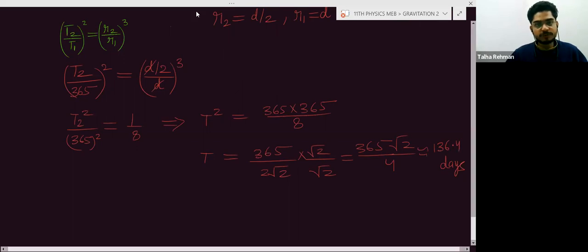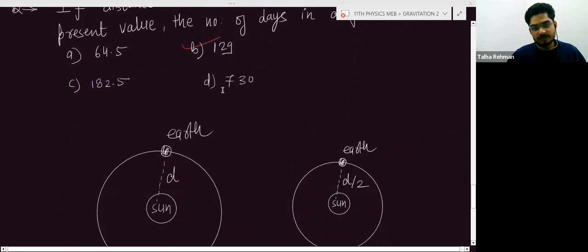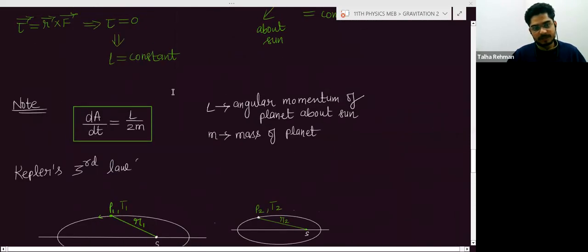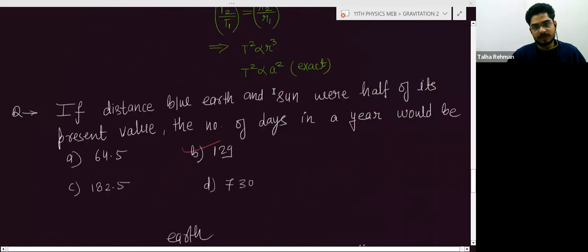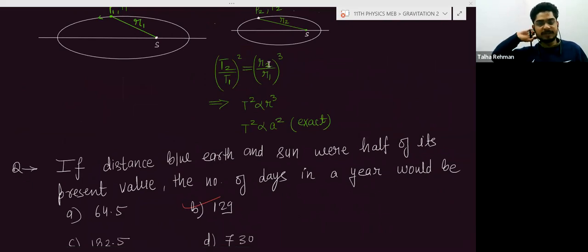One more question we will do on the areal velocity. Got it, this question? You have to apply this formula: T2 by T1 whole square is equal to R2 by R1 whole cube, the square of the time period and cube of the radius.